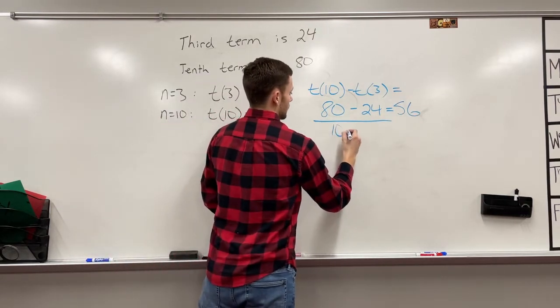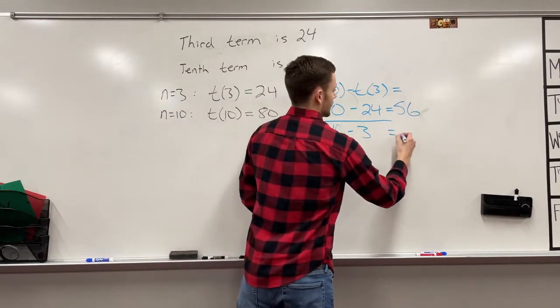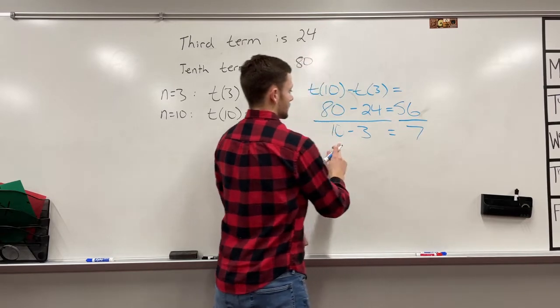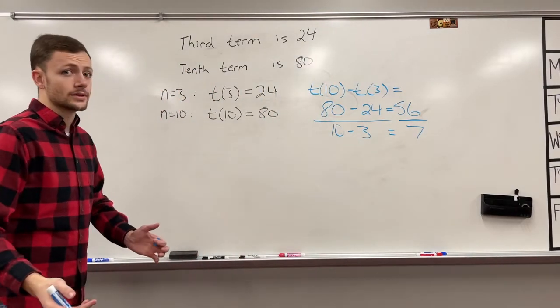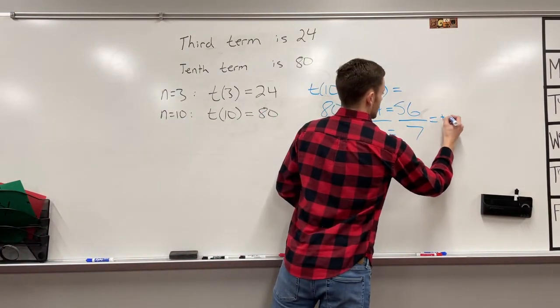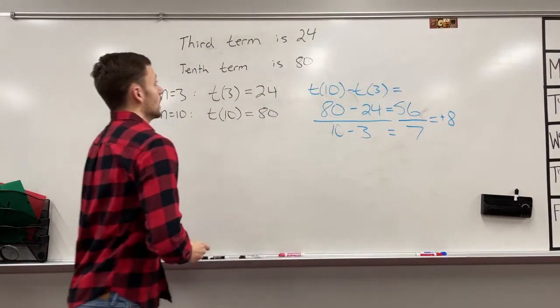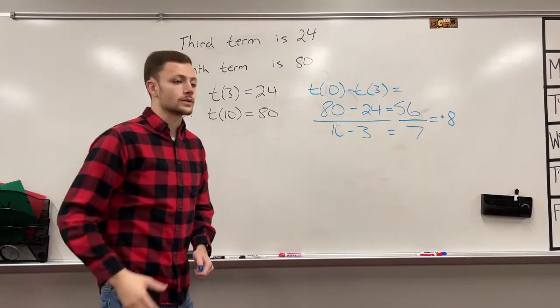So the 10th term minus my third term, and that's going to give me 7, because 10 minus 3 is 7. And so when I do 56 divided by 7, that means that I'm going to get a common difference of positive 8. So every single time that my term number increased by 1, my term value increased by 8.